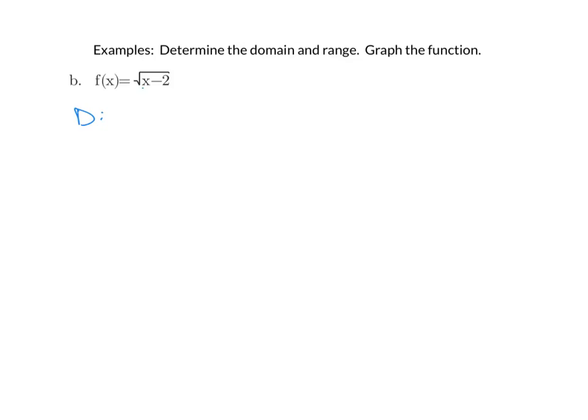So I'm going to set the inside of my square root, the x minus 2, greater than or equal to 0. In order to solve this, we're going to add 2 to both sides. And we get x is greater than or equal to 2. If we want this in interval notation, remember that we're going to start at 2. I want all of the numbers larger than, and so my domain is 2 to infinity.